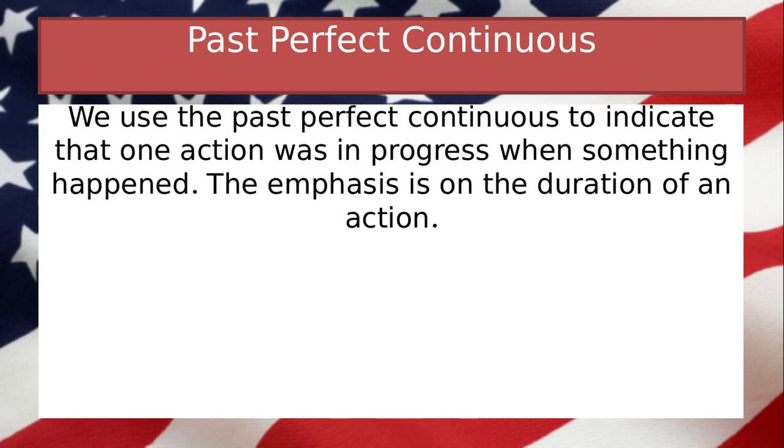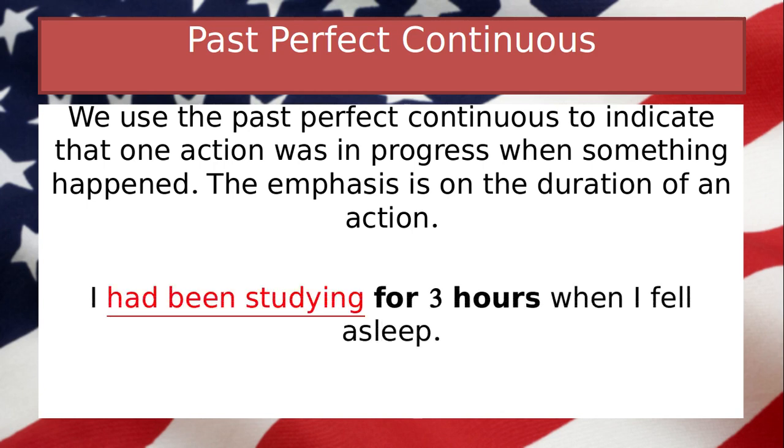The past perfect continuous. We use the past perfect continuous to indicate that one action was in progress when something happened. The emphasis is on the duration of an action. The main distinction between the past perfect and the past perfect continuous is that we are talking about the duration.